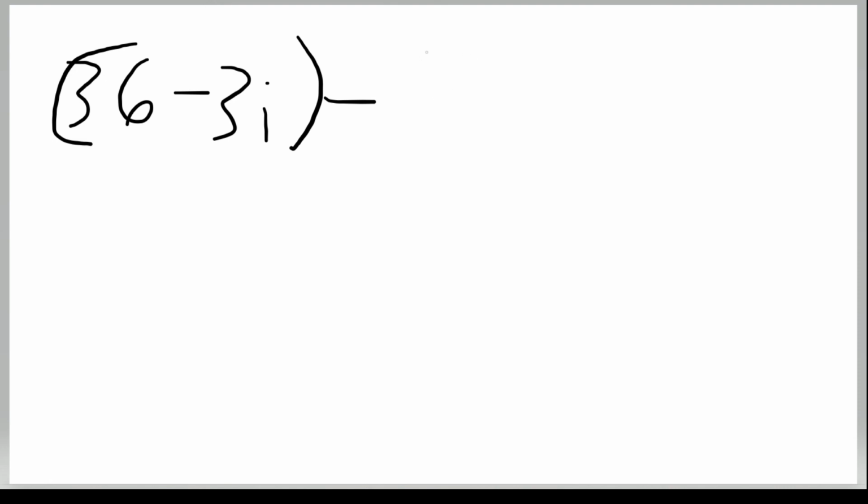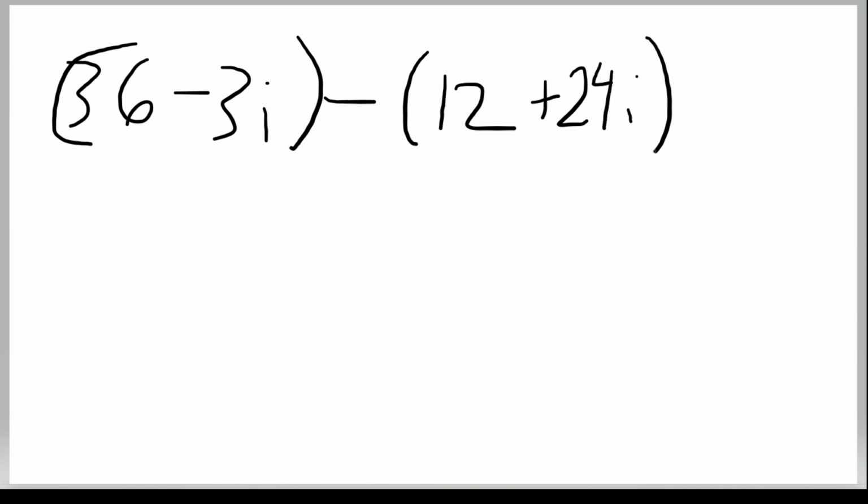Let's try another one, but this one is going to be subtraction. Now, 36 minus 3i minus 12 plus 24i. So this negative right here turns this entire expression over here into its opposite values. So it'd be plus -12, and then it would turn this plus right there into a negative.